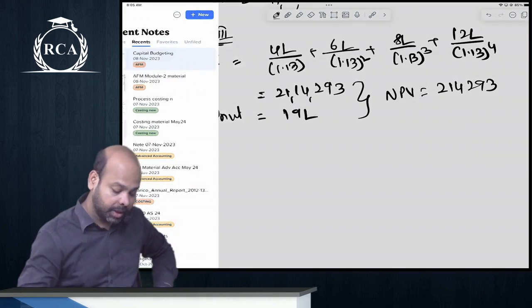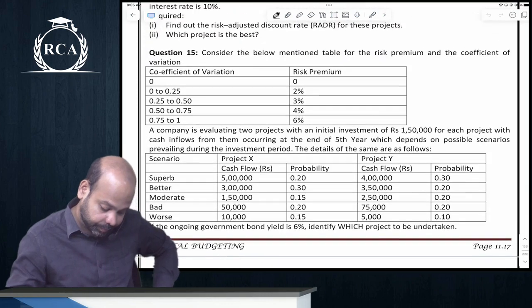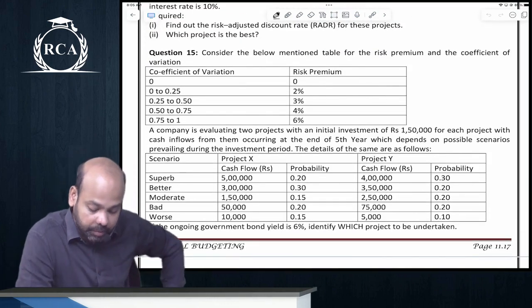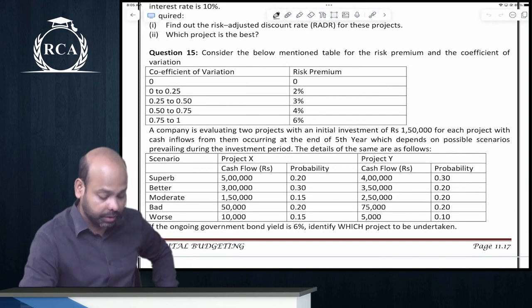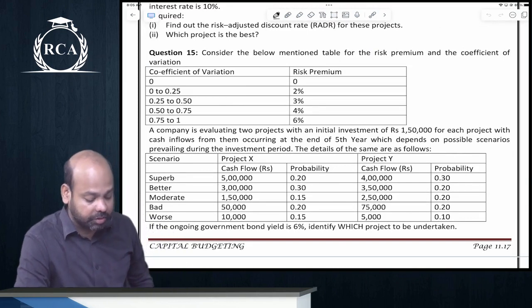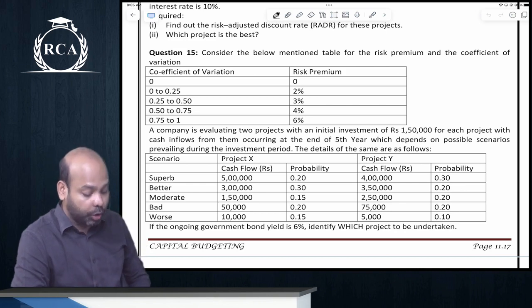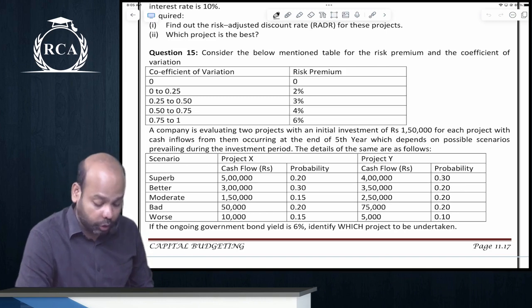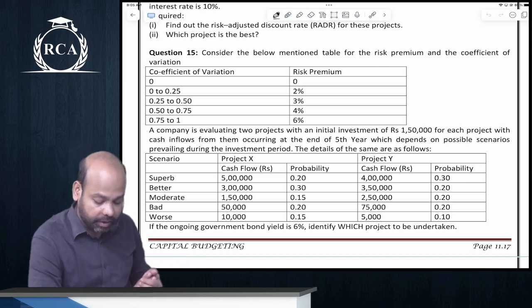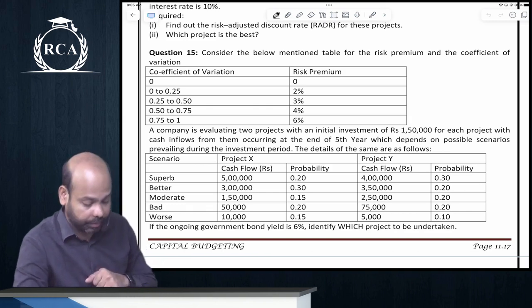Question number 15 beta 1-5. Consider the below mentioned table for the risk premium and the coefficient of variation. If the coefficient of variation is 0, there's a 0 risk premium. If it ranges between 0 to 0.25, risk premium will be 2%. If it is between 0.25 to 0.5, it is 3%. 0.5 to 0.75, it is 4%. 0.75 to 1, it is 6%.